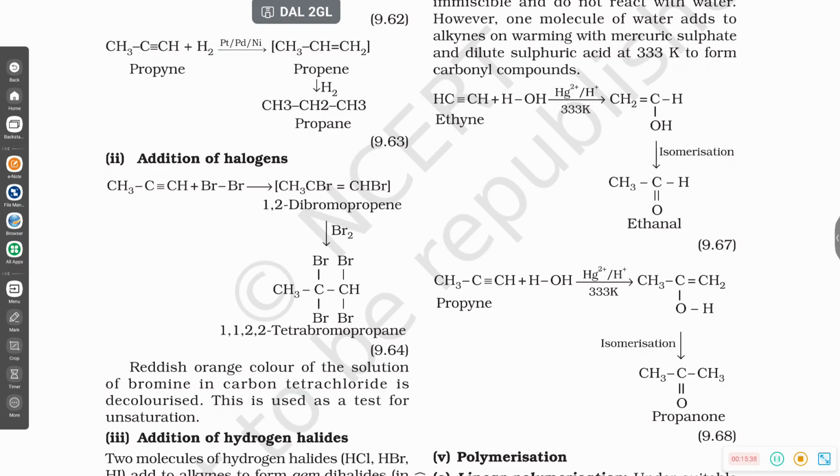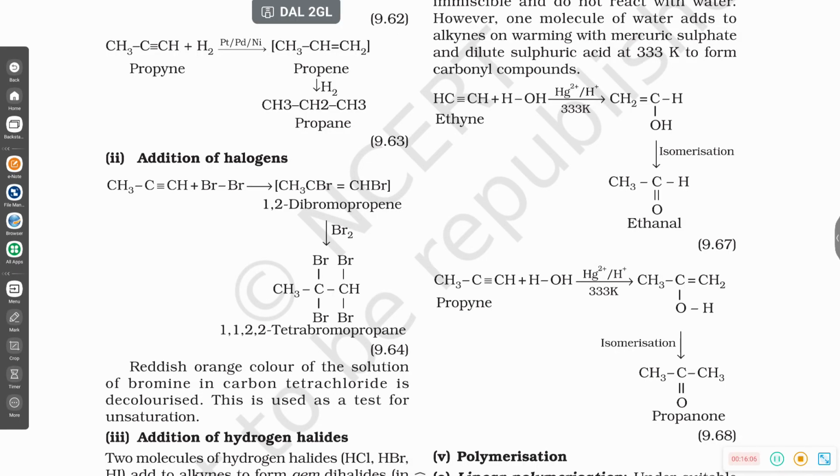Why? You see, here OH, here H. Here OH, here H, it is formed. The negative part will attach to the carbon with less number of hydrogens. OH attacks and H attacks. Enol, what will form? H will go here, the double bond will come here, ketone will form. Isomerization. This is ketone, which is more stable when compared to aldehyde.